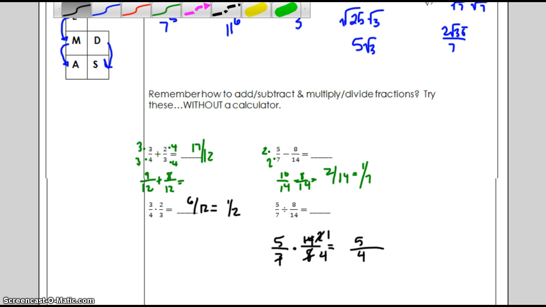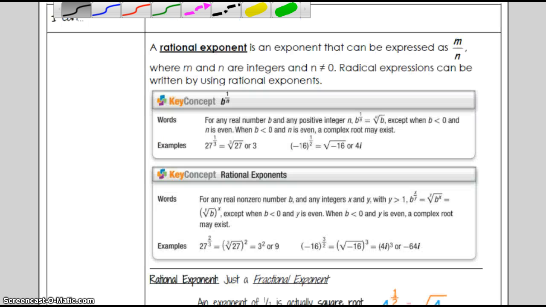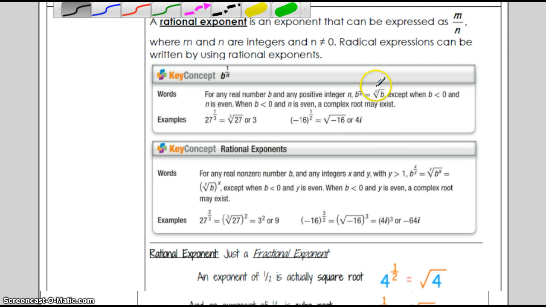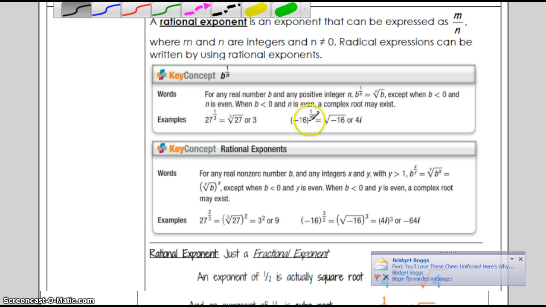So all of those skills are going to come in handy in this section. So what we're doing in this section is we're rewriting it. A rational exponent is an exponent that can be expressed as m over n. So meaning you can write it as a fraction if it's rational. So that means that we're going to turn anything that has a radical or some sort of root into a fractional exponent.